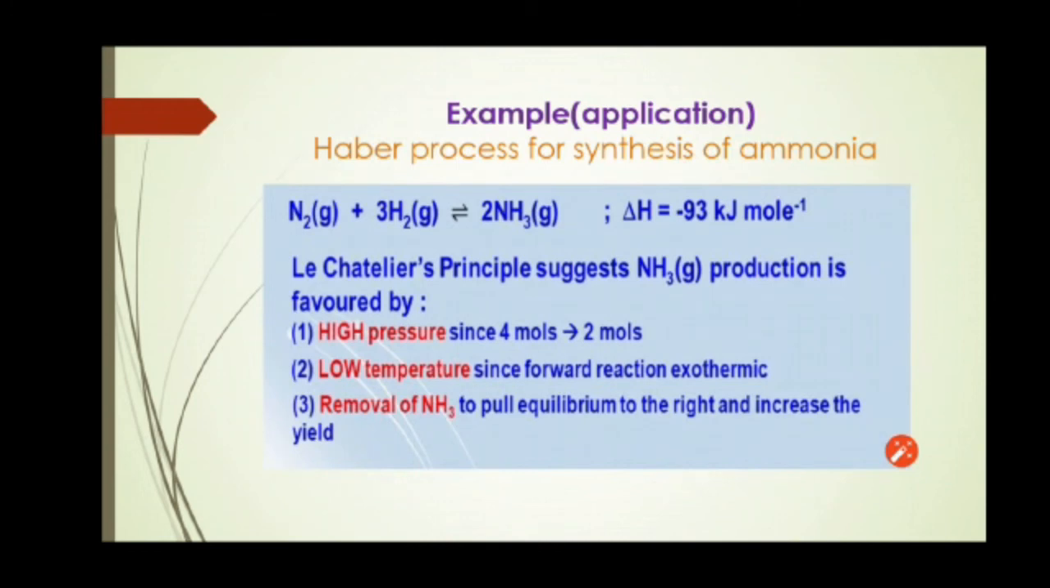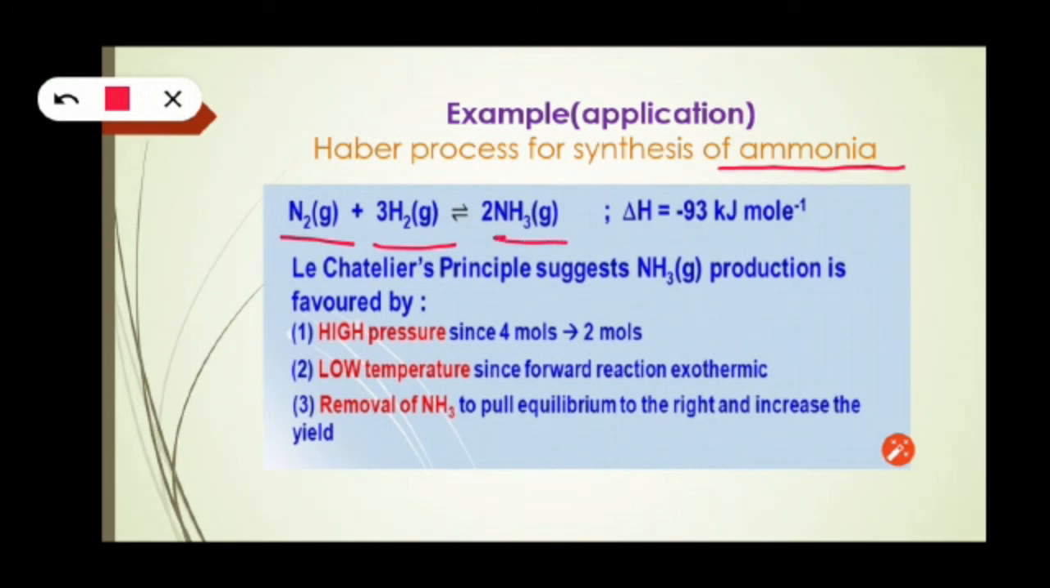Now there is an important industrial process called the Haber process, which is used for the formation of ammonia. This is one of the examples or applications of Le Chatelier's principle. So in the Haber process, 1 mole of nitrogen reacts with 3 moles of hydrogen, and formation of 2 moles of ammonia takes place. The reaction is exothermic.